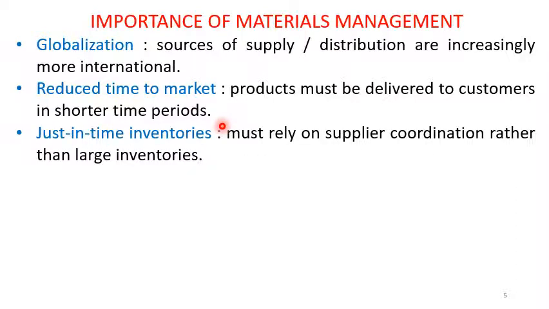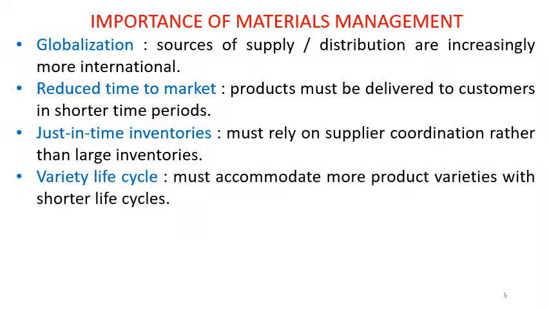Next, just-in-time inventories. Organizations must rely on supplier coordination rather than large inventories. So the concept of storage is now slowly getting old-fashioned. Now everything is just in time. Through supplier coordination, the customer and the purchaser should have a cordial relationship. They should have an agreement based on which the material should be available whenever it is required, just in time. That's why it's called just-in-time inventories. Variety life cycle.